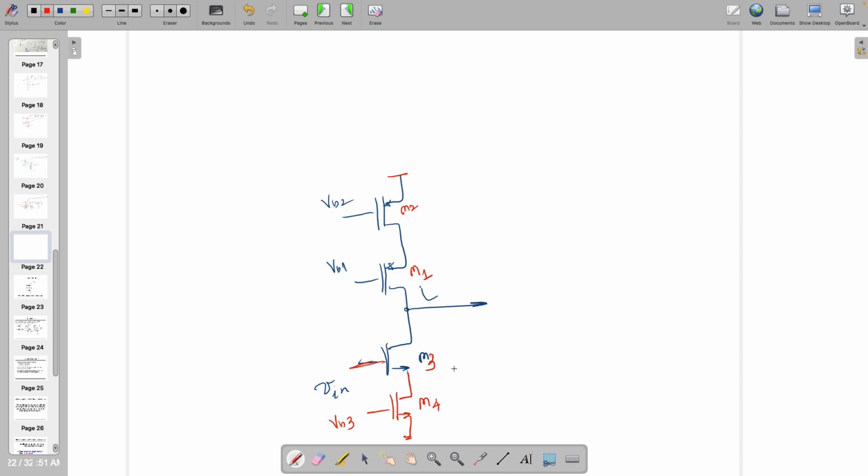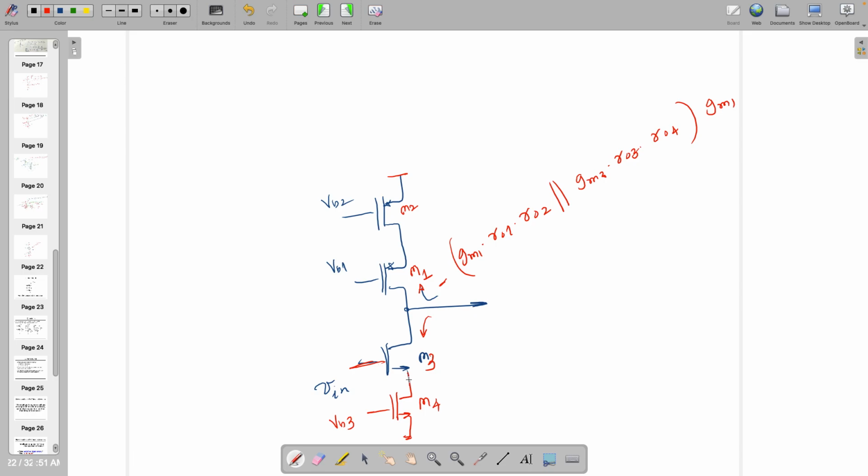Don't talk in abstract ways. Just give me the answer. The final answer. Looking into top side, what is the resistance? GM1 into RO1 into RO2. Very good. Looking bottom side, what is the resistance? GM3 into RO3. Very good. Okay. Times minus GM1. That's the answer.